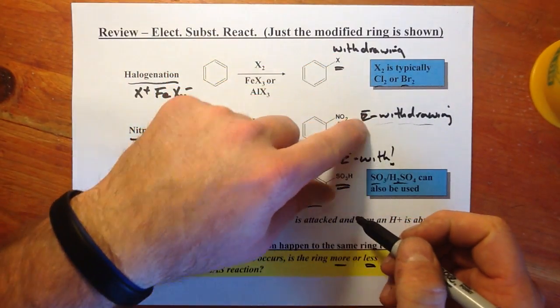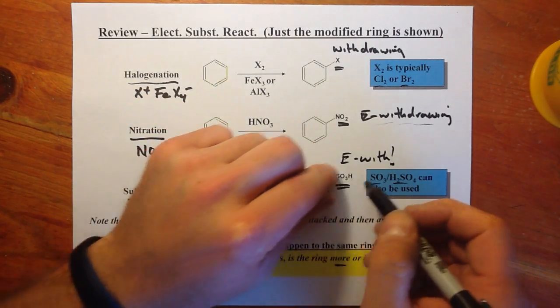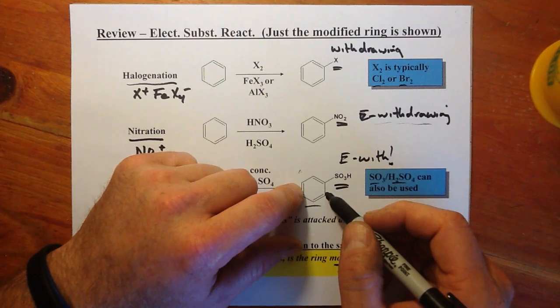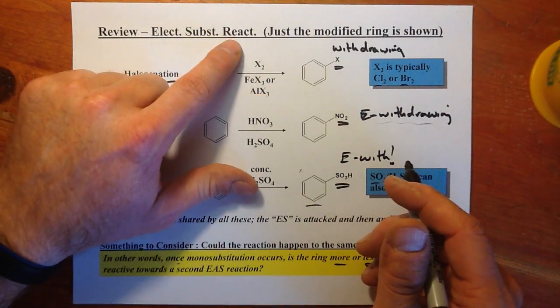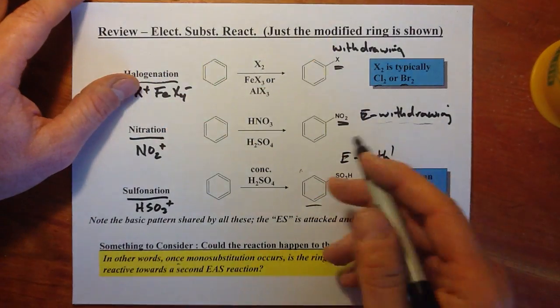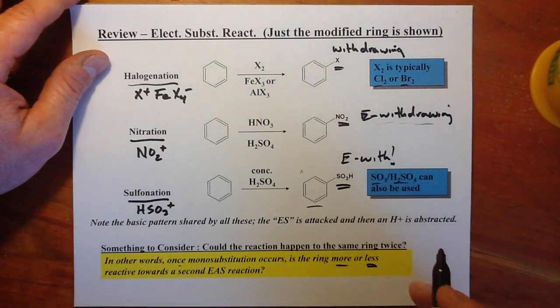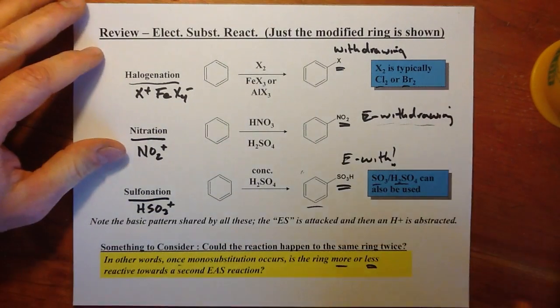Why? Because the group we put on is withdrawing. Withdrawing means electrons are removed from the ring and it can't attack electrophiles as easily. So withdrawing in the context of electrophilic substitution reactions are deactivating groups. Not shutting it off, but just deactivating it, making it less reactive. Well, that's it. We'll look at the alkylation and acylation reactions in the next video.